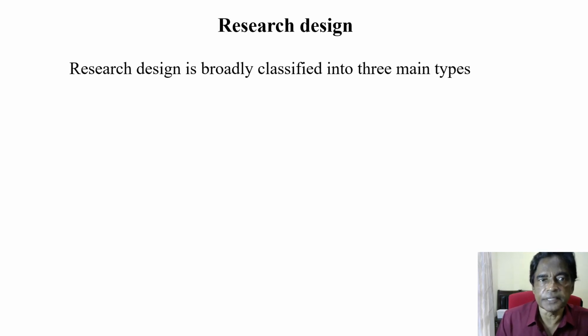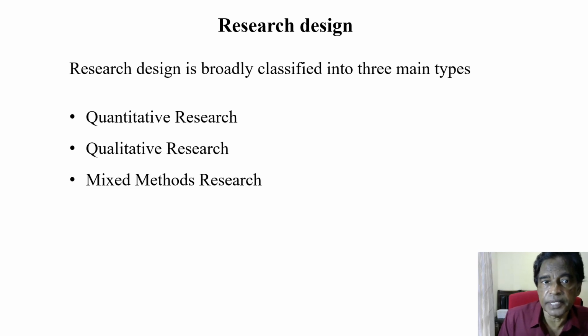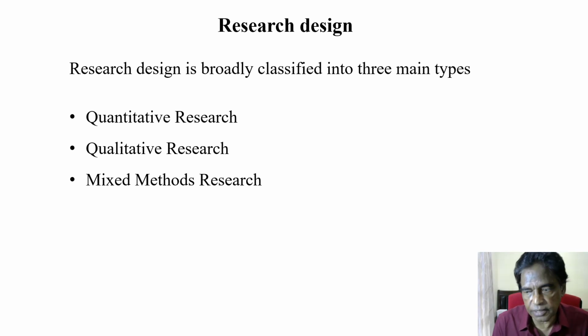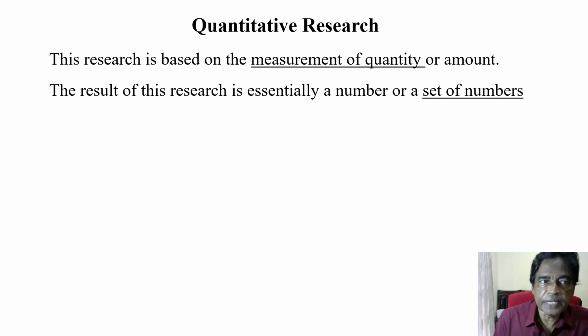Right, research design. Research design is broadly classified into 3 main areas: quantitative, qualitative, or mixed method. Right? So, of course, this particular talk is on quantitative research, but briefly let's go through the other two as well. You must have a knowledge of what the other two are, so that when you read literature, we know what they are talking about.